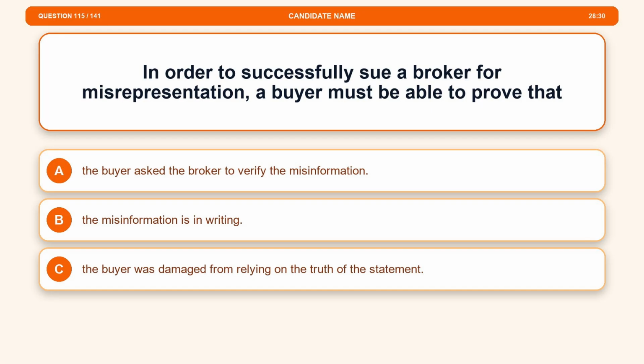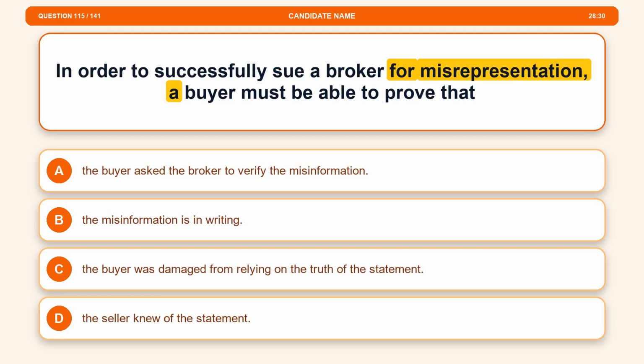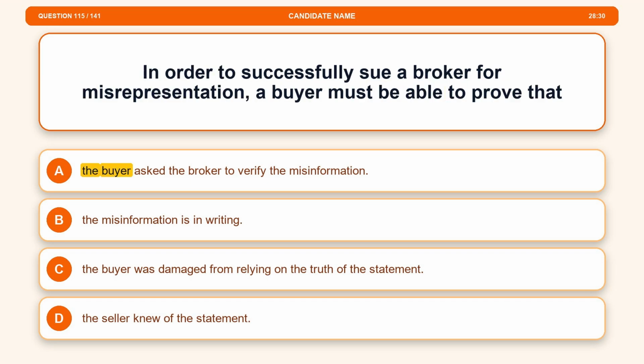Question 115. In order to successfully sue a broker for misrepresentation, a buyer must be able to prove that: Option A, the buyer asked the broker to verify the misinformation. Option B, the misinformation is in writing. Option C, the buyer was damaged from relying on the truth of the statement. Option D, the seller knew of the statement.